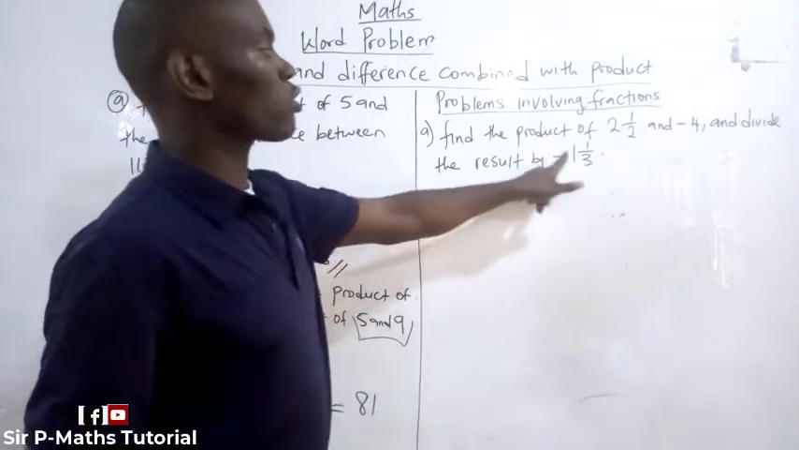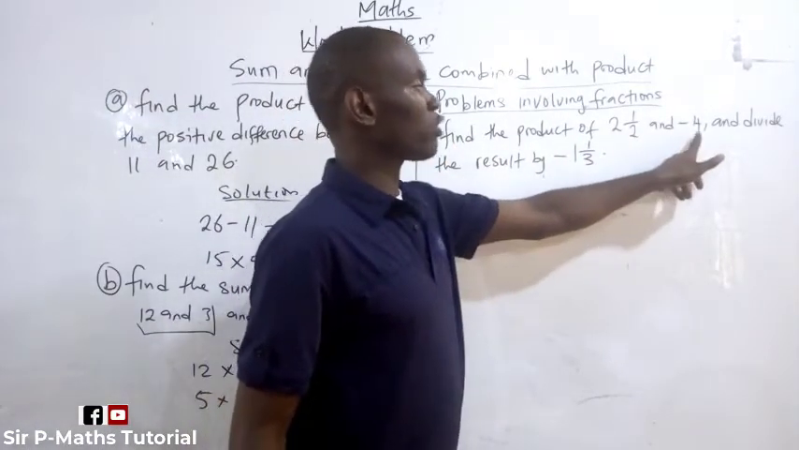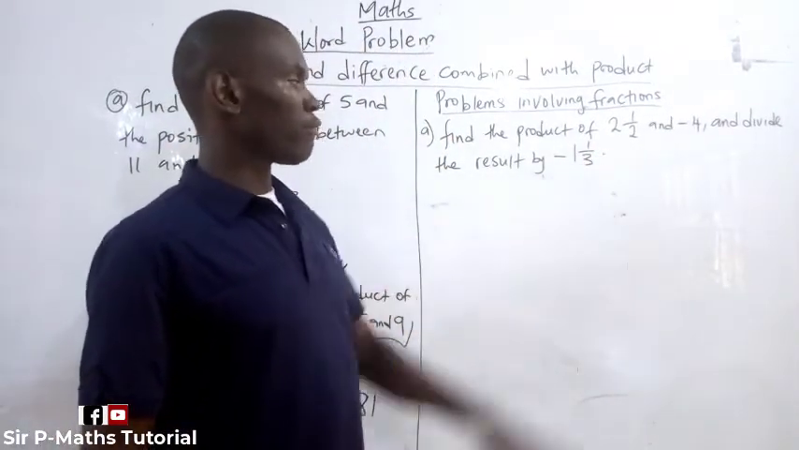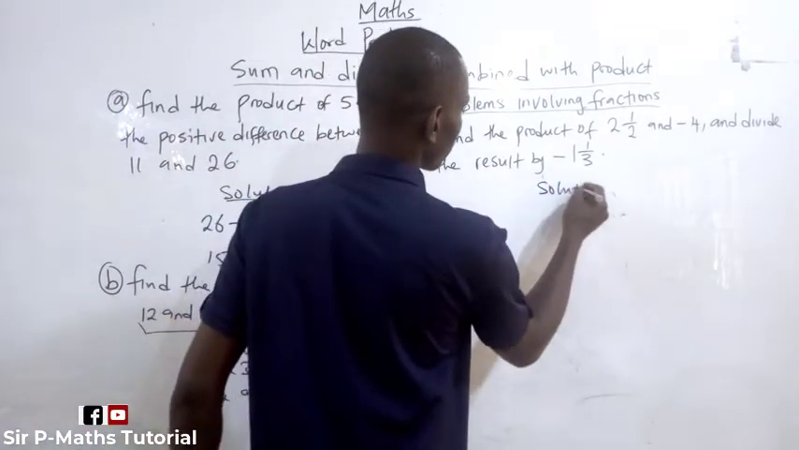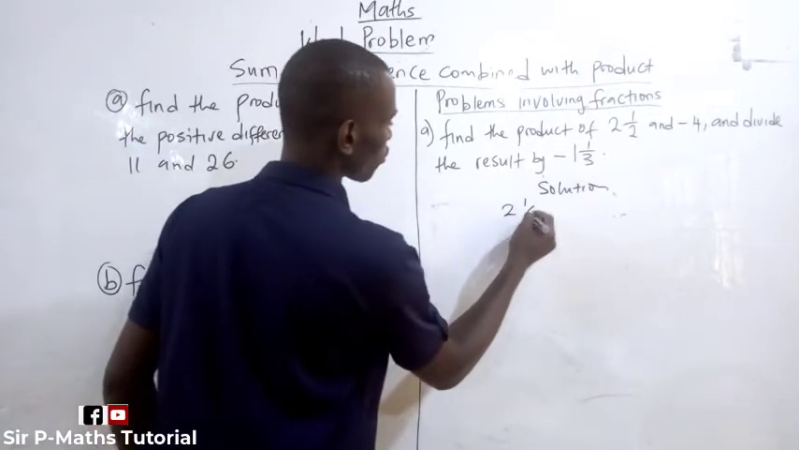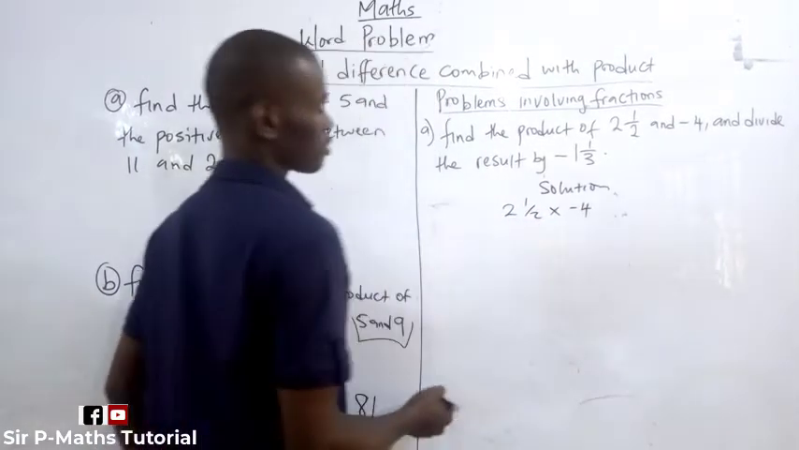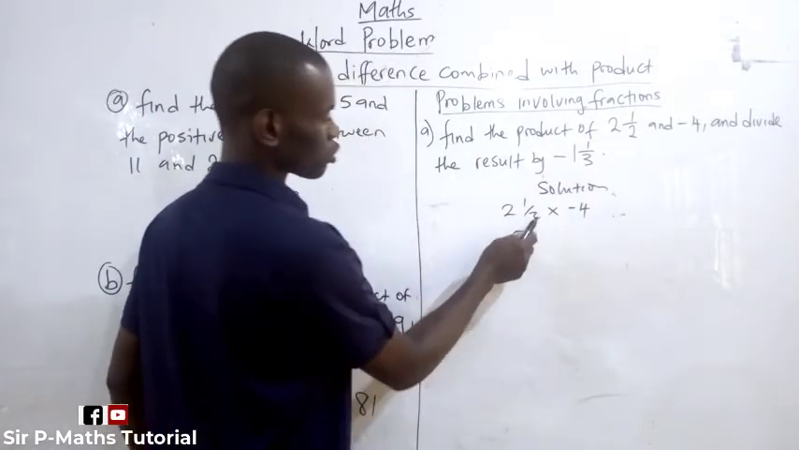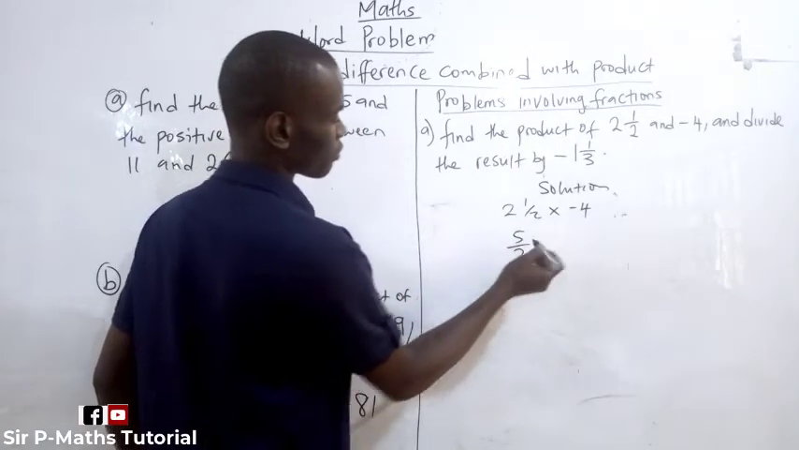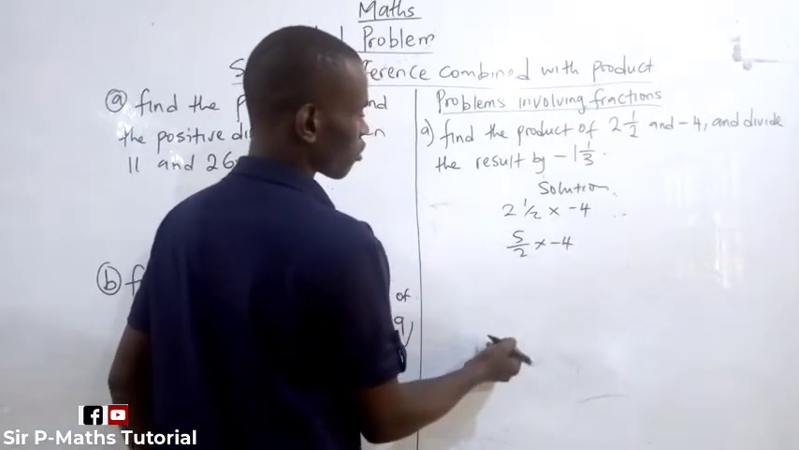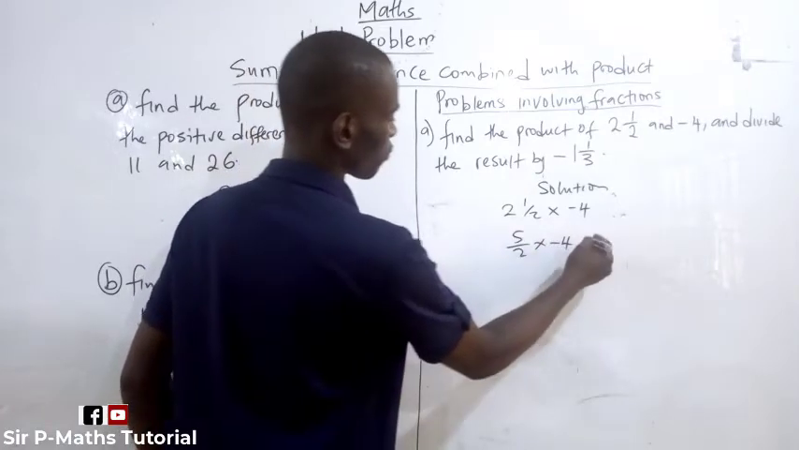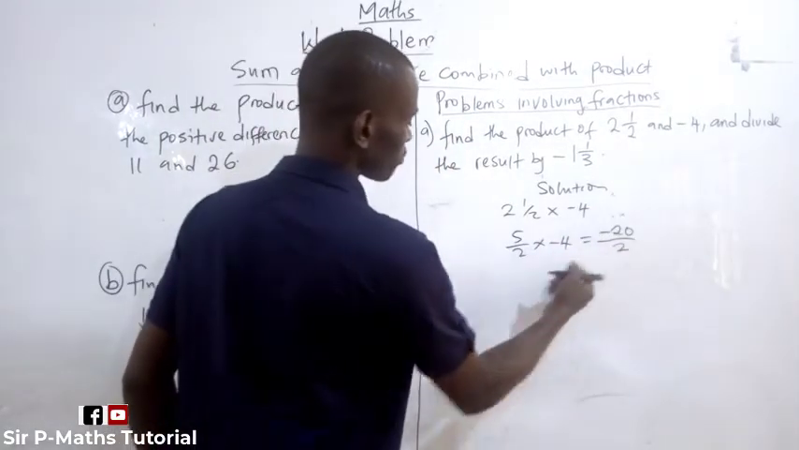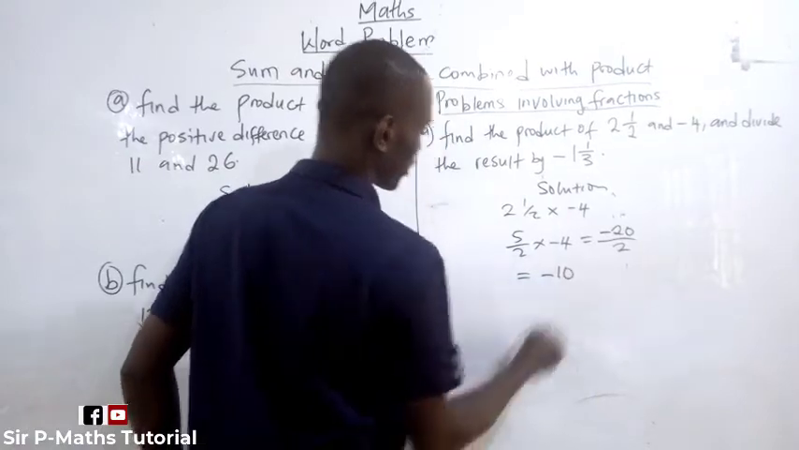We are asked to find the product of 2 1/2 and minus 4 and divide the result by minus 1 1/3. So I have the product of 2 1/2 times minus 4. This is the same as 5 over 2, because 2 times 2 gives me 4, plus 1 is 5, times minus 4. If 5 multiplies minus 4, I will have minus 20, all over 2. Now divide 20 by 2, I will have minus 10.